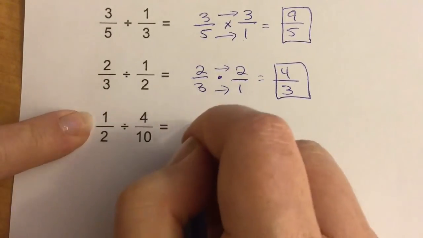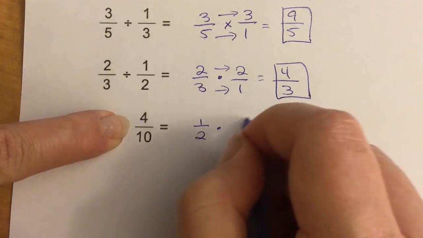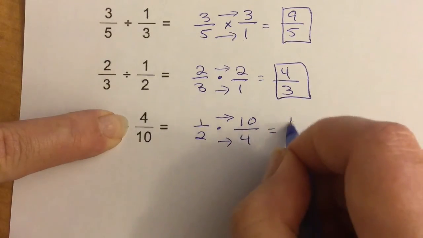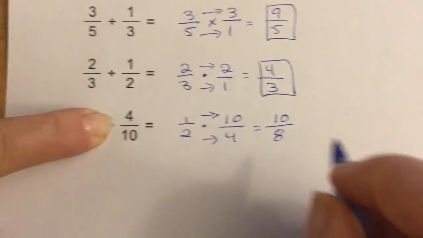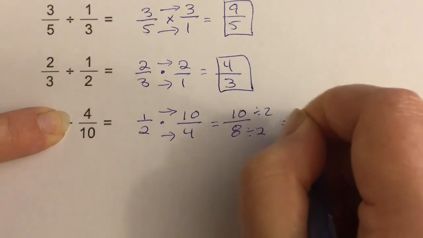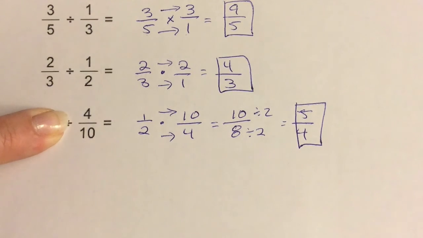Last example, keep your first fraction, change the division to multiplication, and flip the second fraction. Multiply straight across. 10/8, which you can reduce by 2. So divide by 2, divide by 2. That would be 5/4. And those are the 4 basic operations on fractions.